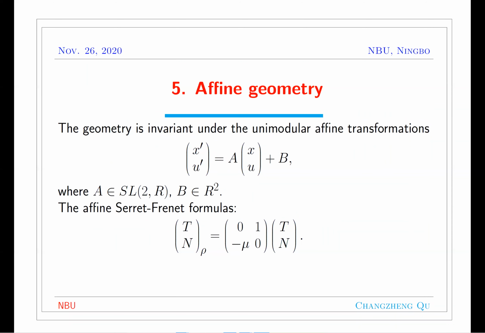So next we study the curve flows in the affine geometry. In some books, the affine geometry is called the special differential affine geometry. In the affine geometry, everything is invariant under unimodular affine transformations, here in the planar case. So here A is SL2, b is R2. The Serret-Frenet formulas are given by this one, where mu is the affine curvature, and T and N are respectively the tangent and the normal vectors.